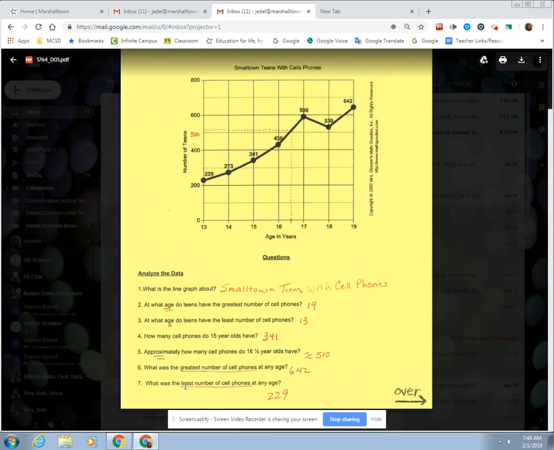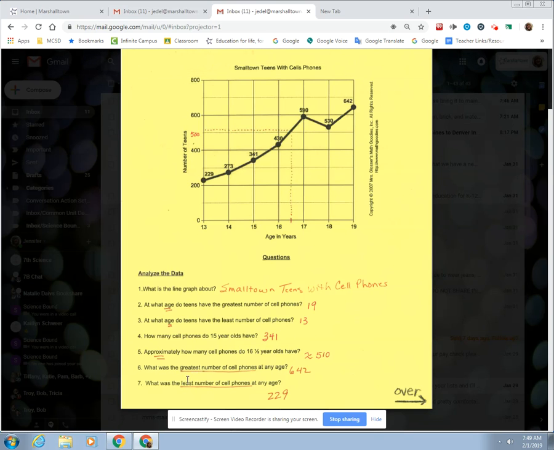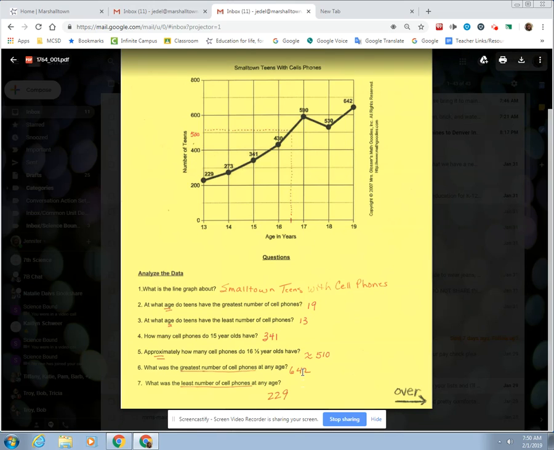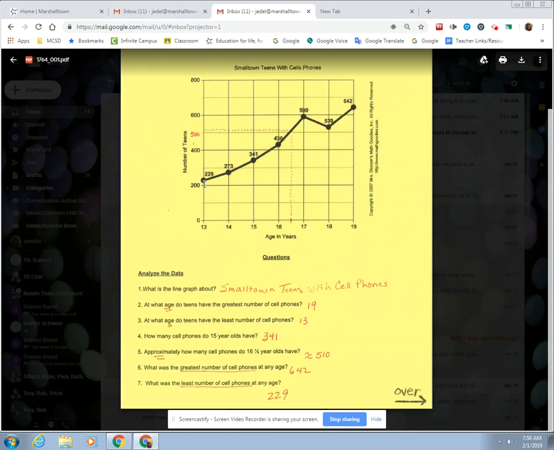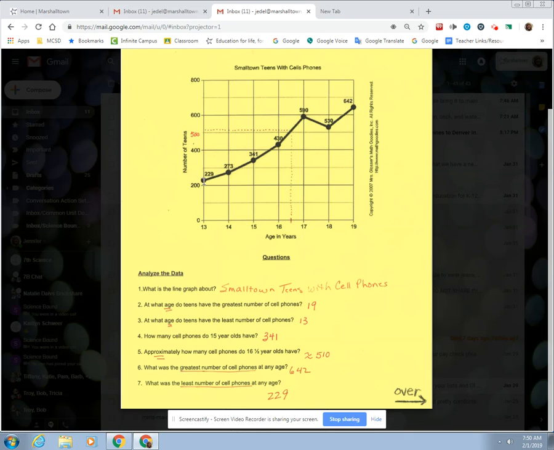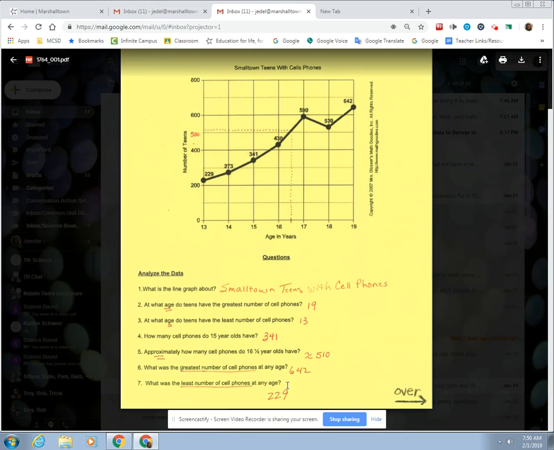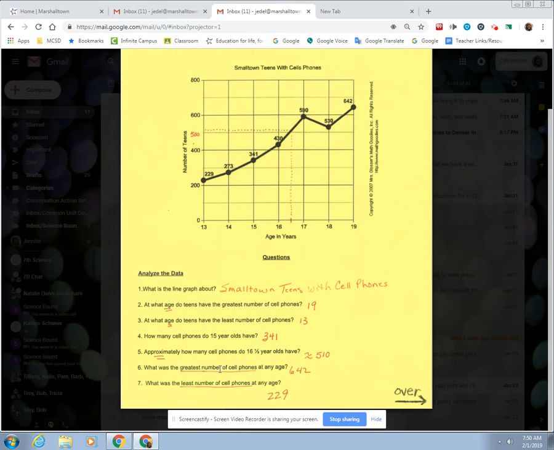Now, some people got this wrong because they didn't read it closely enough. It says, what was the greatest number of cell phones at any age? Well, you already said that it was 19-year-olds that had the most cell phones. Go up and look at the data point, 642. What was the least number of cell phones? Well, you already said it was 13, and 13-year-olds had about 229. So some people didn't give me the right answer because they didn't read it close enough. So make sure you're reading the question closely.